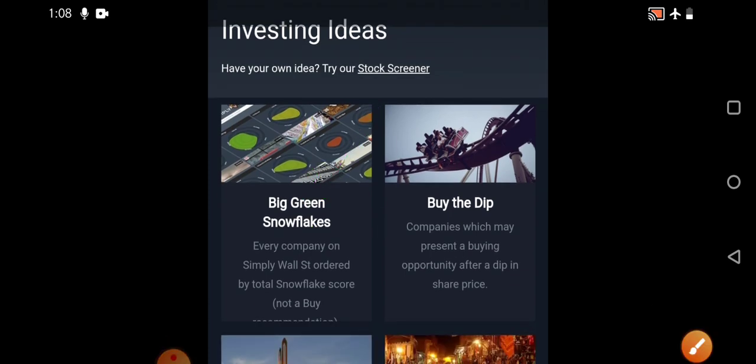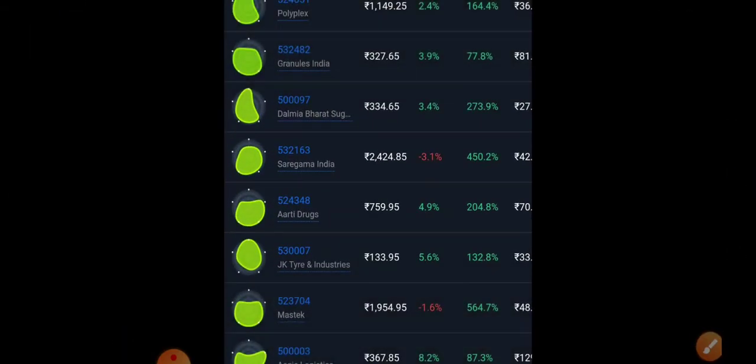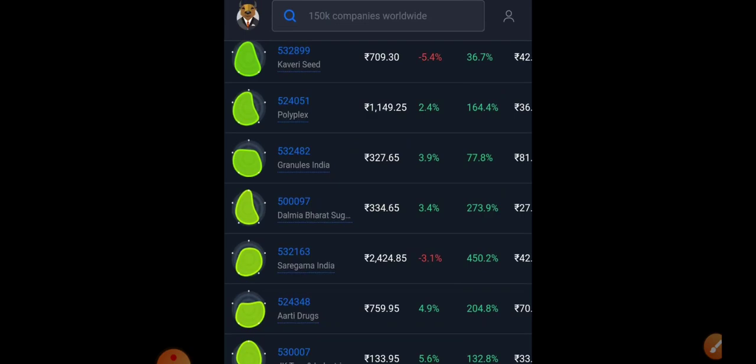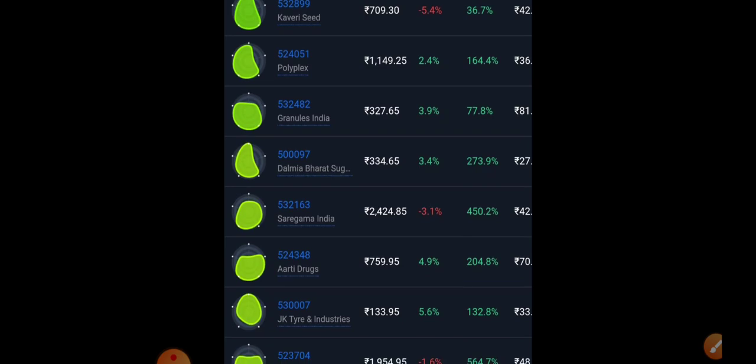So what is that big green snowflake? Once you click on it, you will find these type of stocks which are completely in the green region. As I told in the beginning of the video, the 5 parameters. So what are those? First one is health. After that, value, dividend, future, past. So these are the 5 things that we need to focus on, and the stocks which come under the big green snowflake are the stocks which satisfy these 5 parameters. So clearly you can see the stocks have been generated.